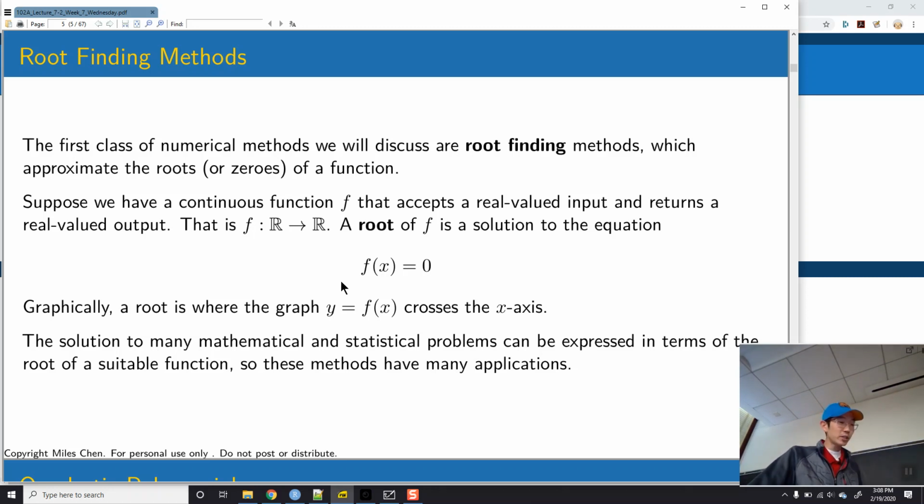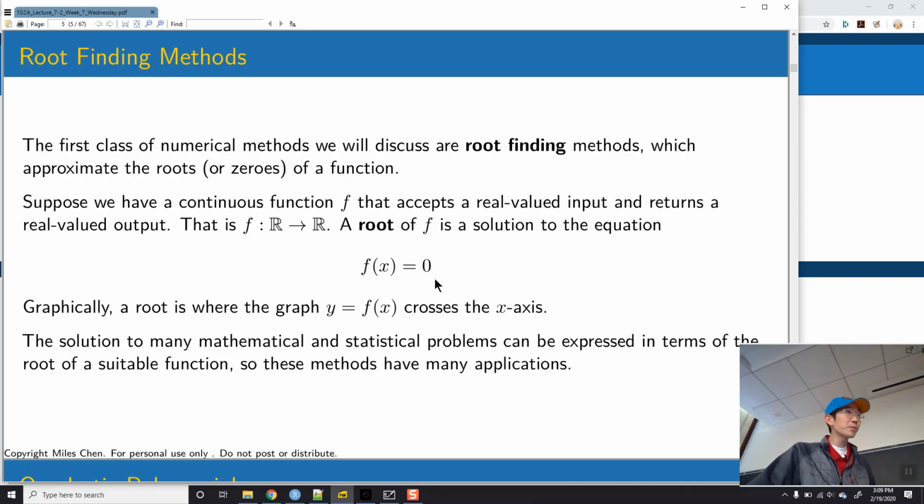All right, so today we're talking about root finding methods, okay? If you've got some function f, and we say f maps from real to real, in that you input a real number and it outputs a real number, right? So that's going to be a real function f. And we say the root of f is where f of x is equal to 0. So basically where this function crosses the x-axis is going to be the root of that function, okay?